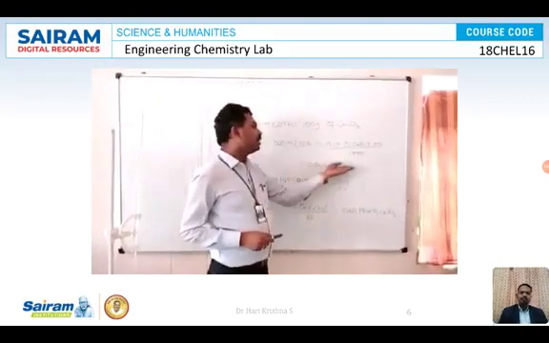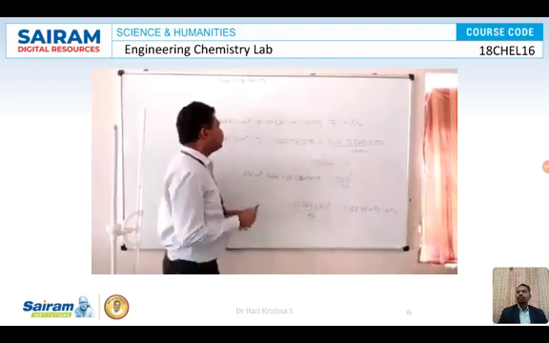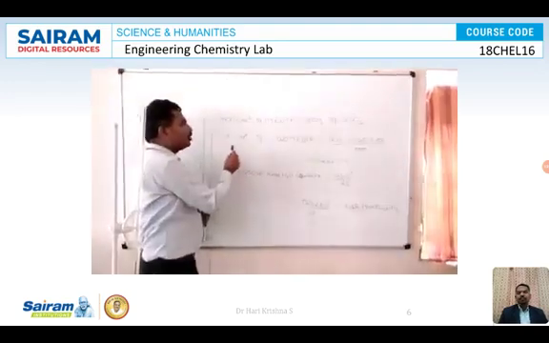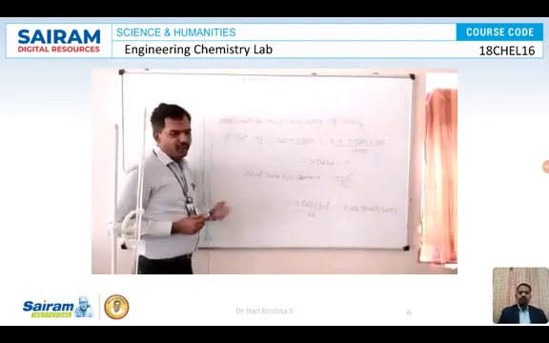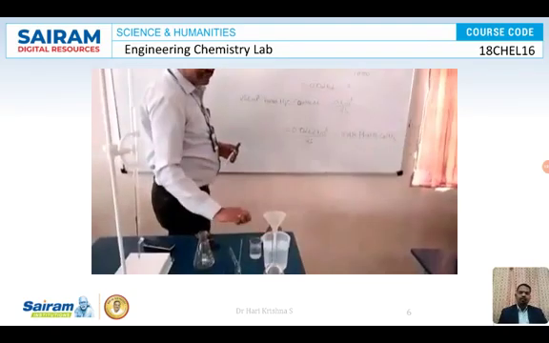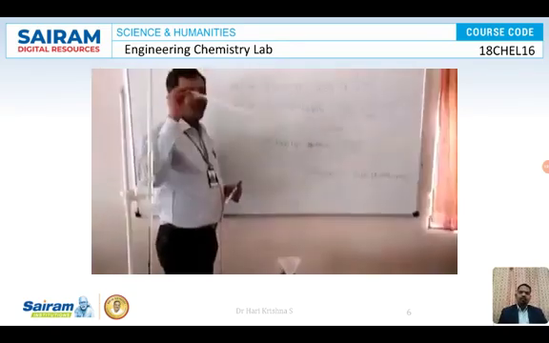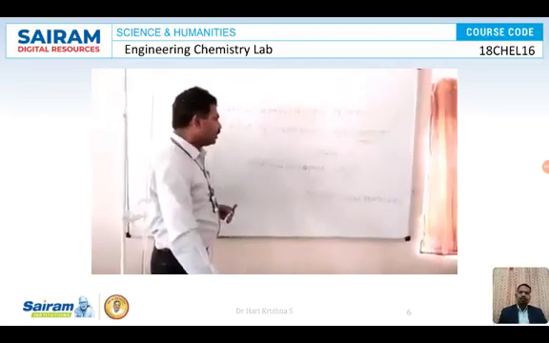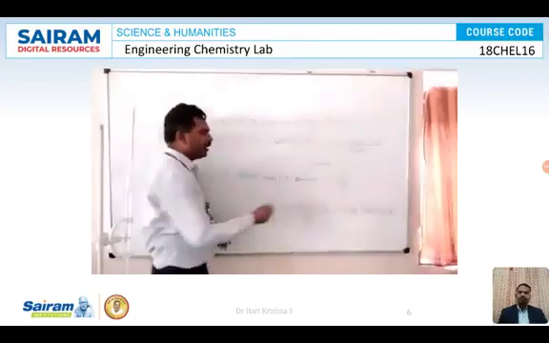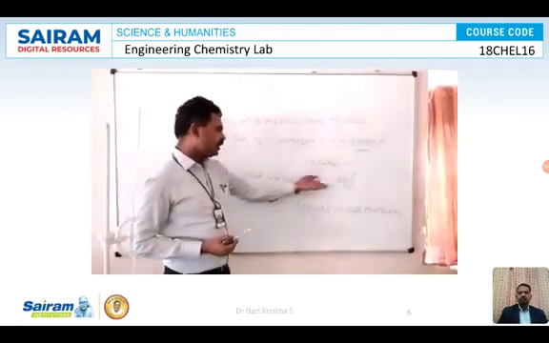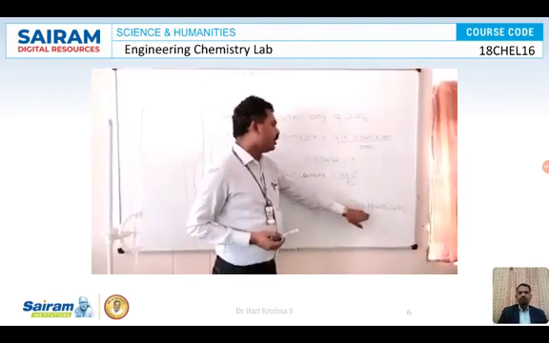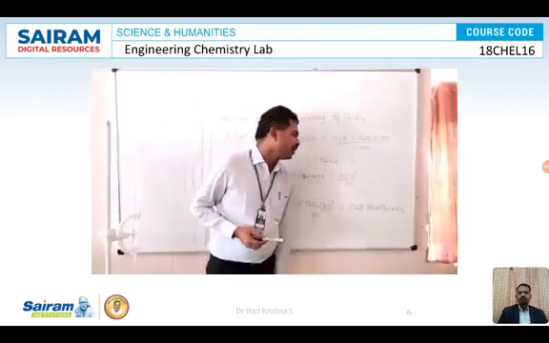Whatever we get here is per 13.1 cm³. We are supposed to calculate for 25 cm³, because we have taken 25 cm³ of hard water. So for 25 cm³, it is A into 10 to the power 6 divided by 25. If you substitute here, it is 1048 ppm of calcium carbonate.